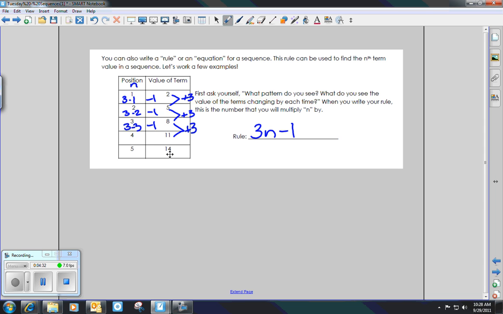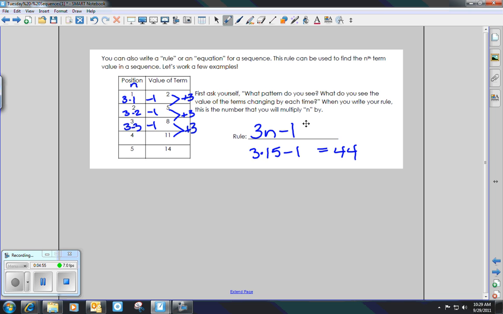So now I have a rule, and instead of having to write out 15 numbers to figure out how many employees I'll have in 15 years, I can come over here and say 3 times 15 minus 1. That's going to tell me how many employees I need in 15 years. So now I have 45 minus 1. I should have about 44 employees in my 15th year of business.